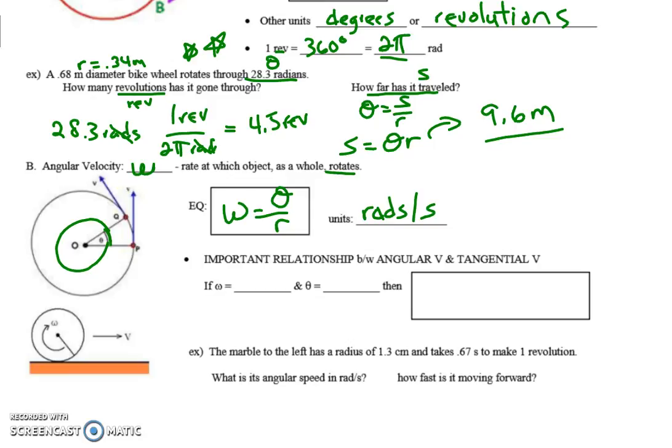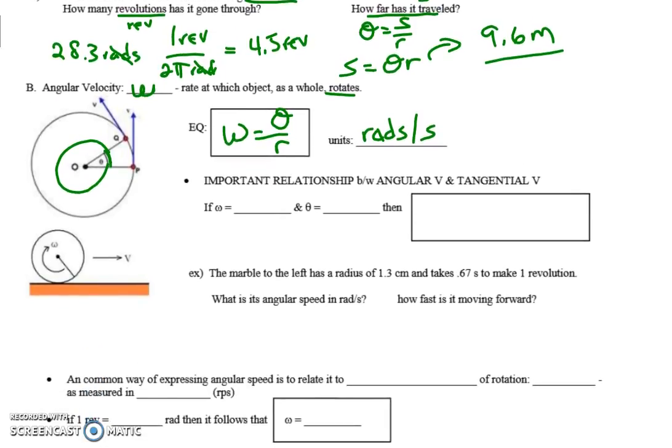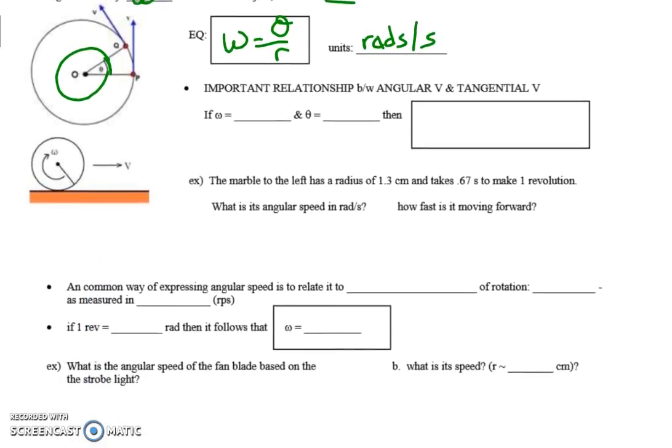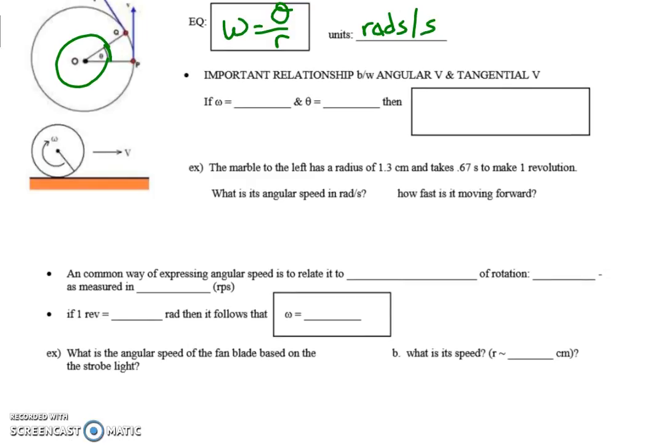It could also be degrees per second, but the standard is radians per second. Now, before we do simple examples of this, we want to establish a very important relationship between angular velocity, omega, and tangential velocity, v, what we normally call linear velocity. So in this diagram right here, when it goes from this point to this point, it's moved through some angle theta and has an angular velocity. It also has a tangential velocity at the same time.